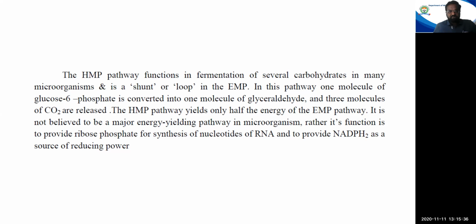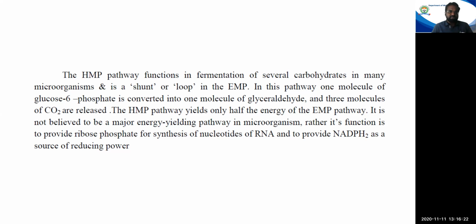Now, what basically happens in this pathway? Unlike your EMP pathway, the HMP pathway yields only half the energy. So the basic function of the HMP pathway is not to yield energy. The function of this pathway is that it provides the ribose phosphate required for nucleotide synthesis, and secondly, it provides reducing power in the form of NADPH2. So that will be the basic difference between your EMP and HMP pathway.